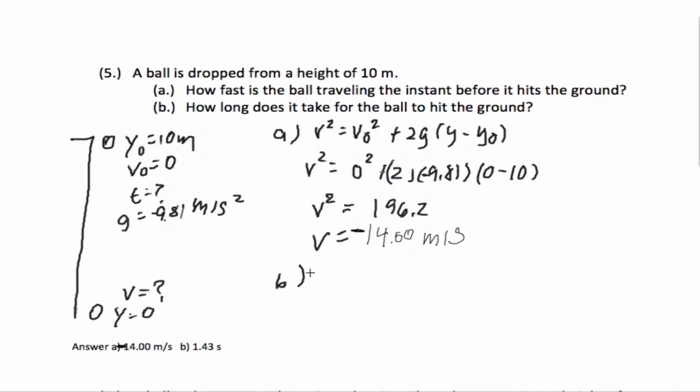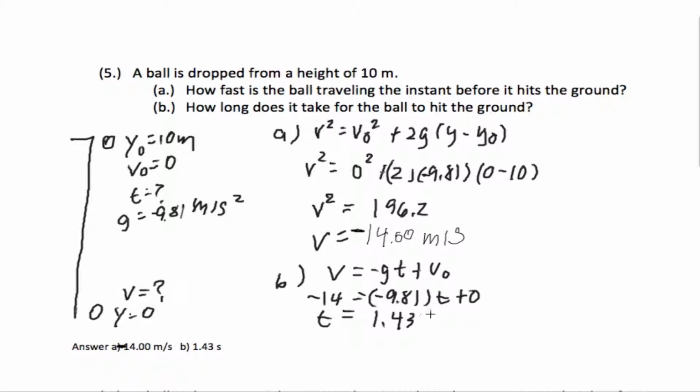And then for part B, we want to know how long it takes to hit the ground. So let's do v equals negative gt plus v naught. And we'll have negative 14 equals negative 9.81 times the time plus 0. We solve for the time, and we're going to end up getting 1.43 seconds. So that's it for problem number 5.